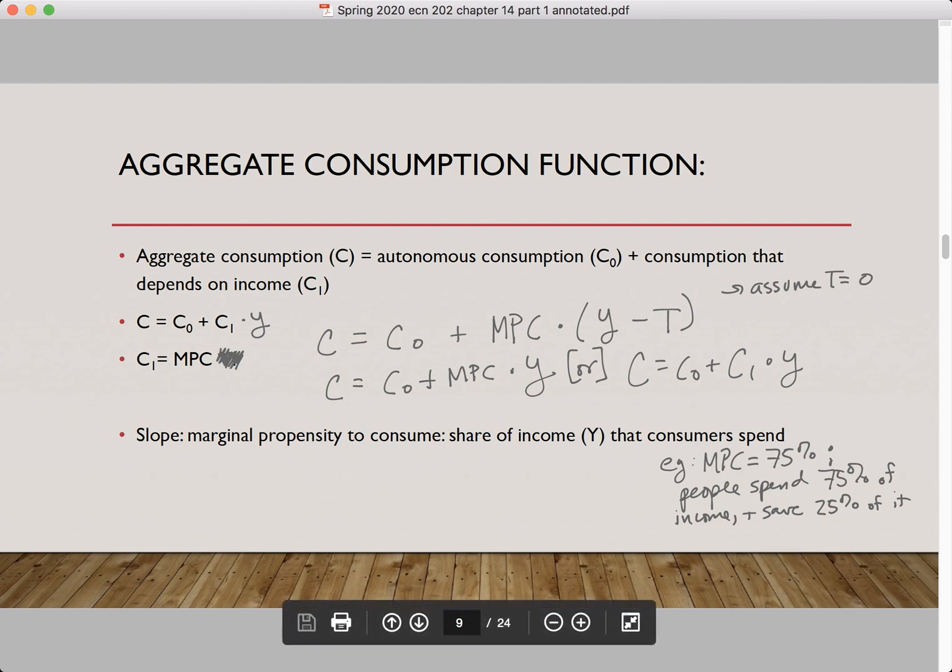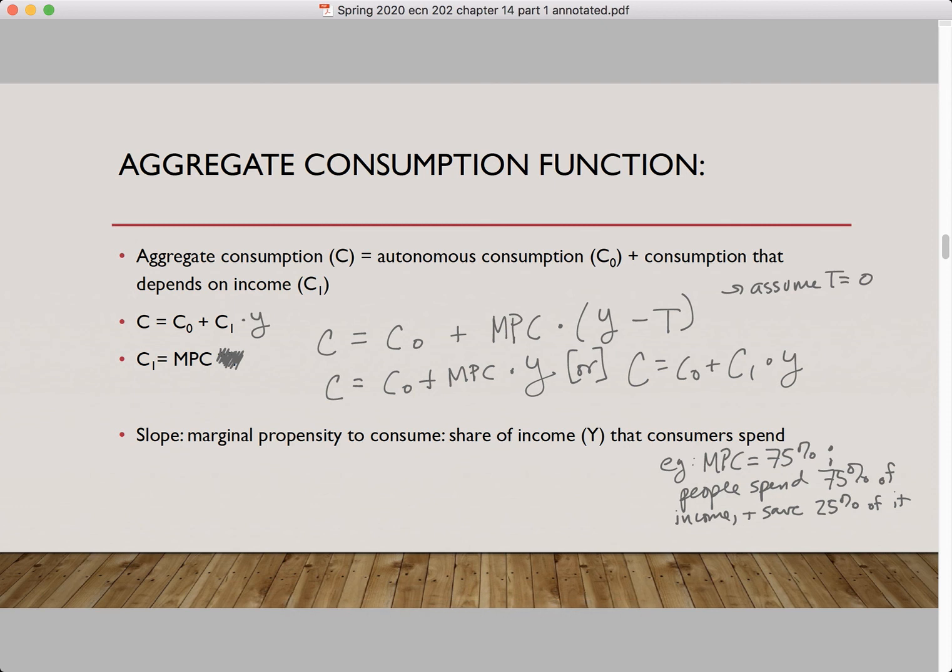The marginal propensity to consume, MPC, is the share of income that consumers spend. So we assume that people have the ability to spend a certain portion of their income and save a portion of their income after they pay their taxes. It's important to note that these shares are going to be anywhere between 0 and 100%. So if your marginal propensity to consume is 75%, then that implies that people are going to spend 75% of their income and save 25% of it. You could imagine a scenario where someone spends all of their income after they pay their taxes, and in that case, the marginal propensity to consume would be equal to 100%.